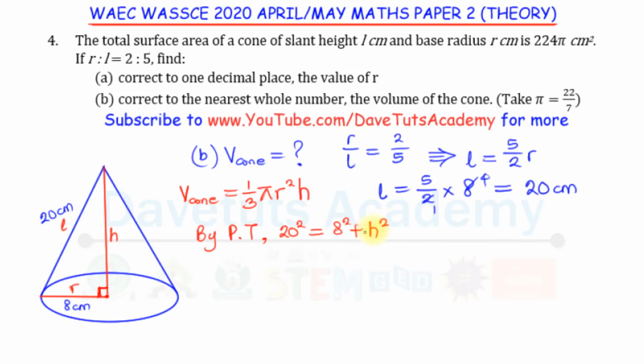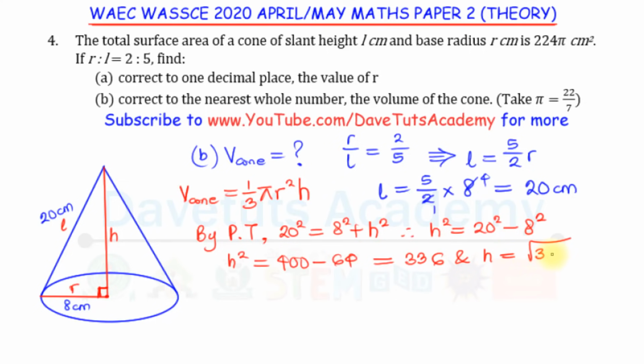Okay, that's the statement of the Pythagoras theorem, such that h raised to the power 2 will be 20 square minus 8 square. Now, that implies that h raised to the power 2: 20 square is 400, 8 square is 64. So, h raised to the power 2 is 400 minus 64, which will give us 336, and h will be the square root of 336. Alright, so I can just keep that and use it directly in the formula for the volume.